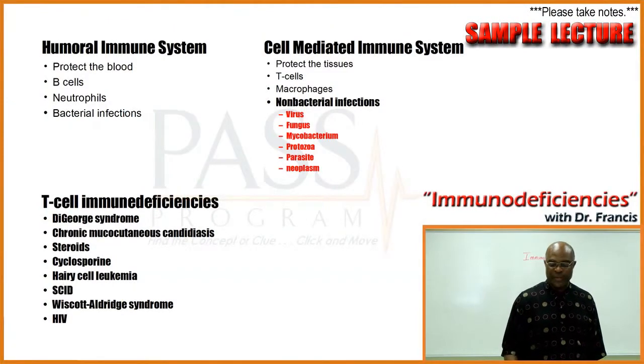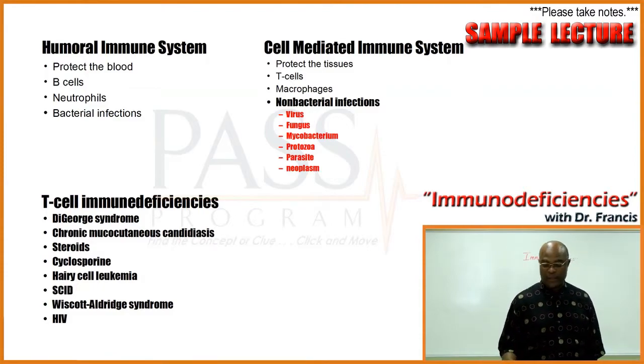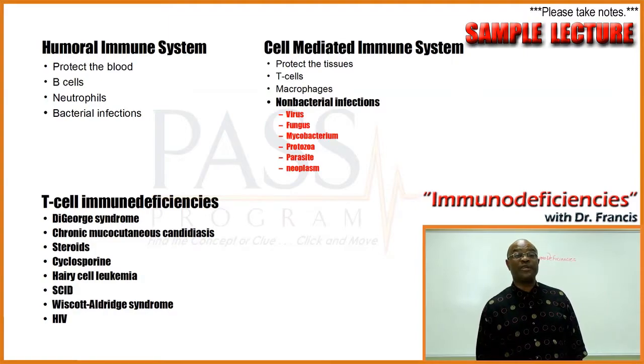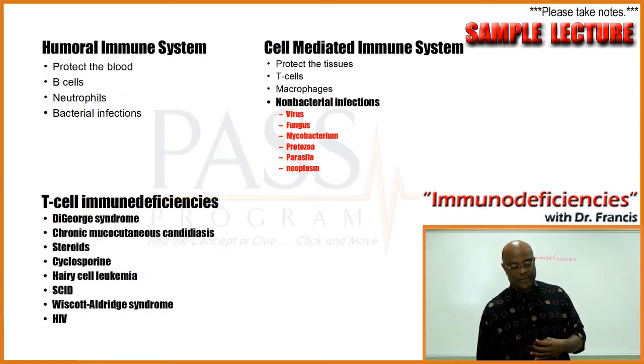So the humoral immune system, again, protects the blood. What are the cells involved? It's the B cells, followed by the neutrophils. And we're talking about bacterial infections primarily. What about the cell-mediated immune system? We're talking about protecting the tissues. What cells are we talking about? T cells, and macrophages. But macrophages have a lot of different names, and we're talking about primarily non-bacterial infections.